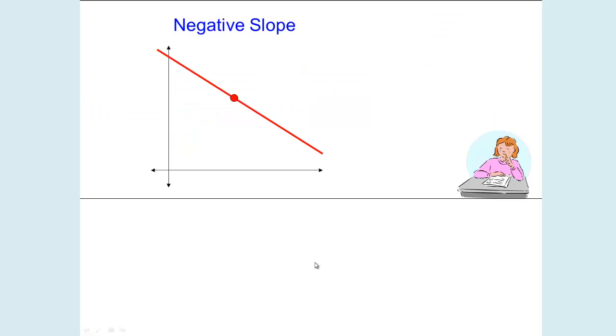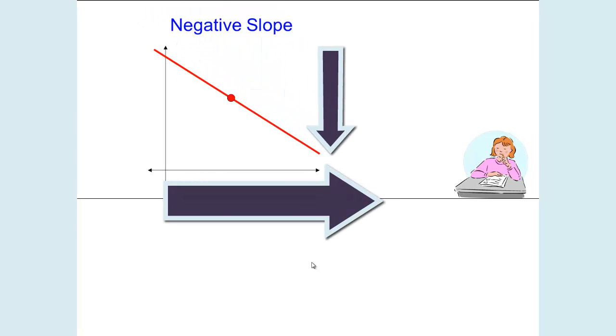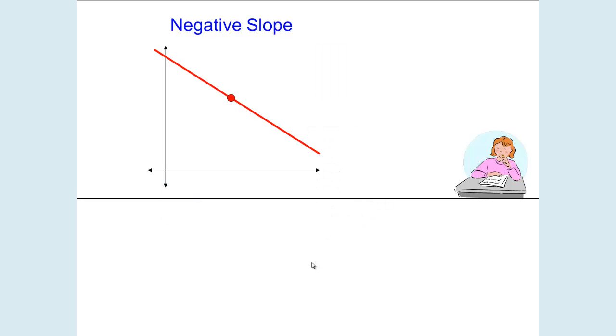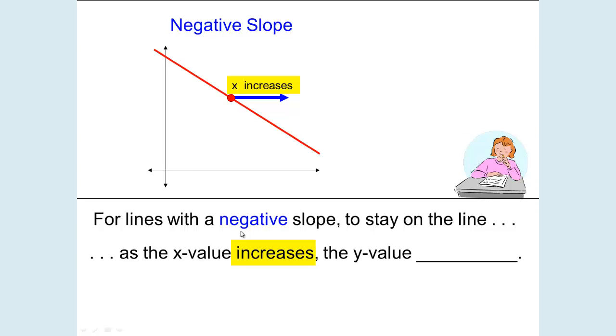Here is a negative slope. Notice as you look at the negative slope and move with it from left to right, you are going down on your paper or on the screen as you move from left to right. So that is a negative slope. And for lines with negative slope, to stay on the line, as the x value increases, what does the y value have to do? The y value decreases. So the x increases, and this time the y value is decreasing.